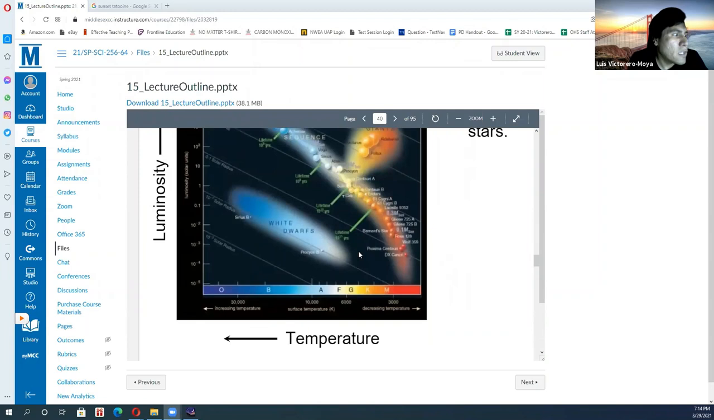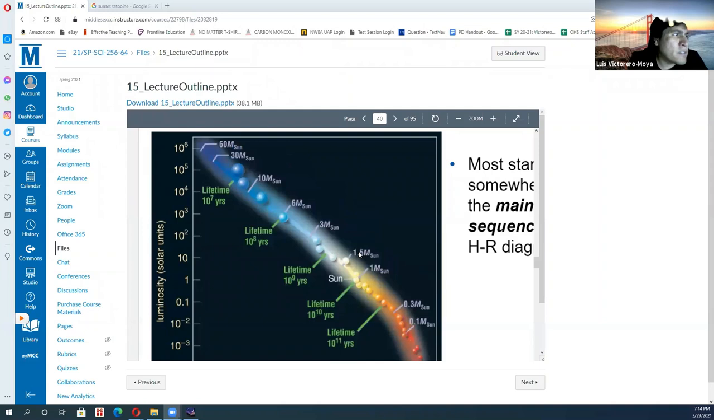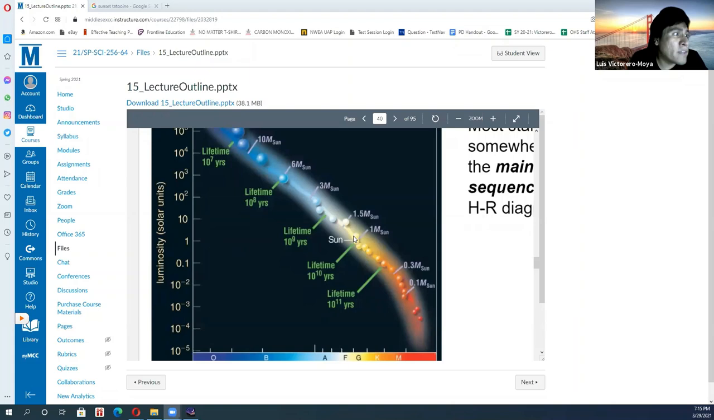So this is a clearer image, because here we're focusing on the main sequence. I want you to remember how this curve looks. I want you to remember, how do we locate the sun? Luminosity 1, temperature 5,800, 6,000, approximately here. It's a G star. Okay, there.